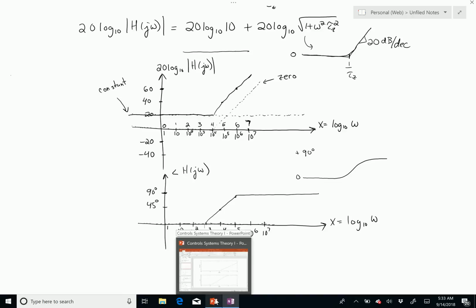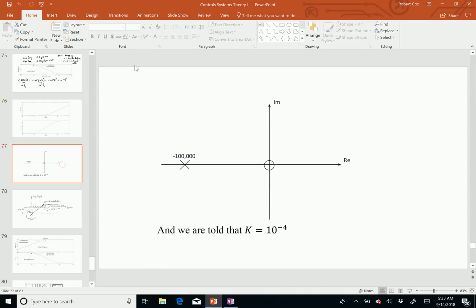Now let's continue to look at some examples. Let's look at another one. Here's a pole-zero diagram.